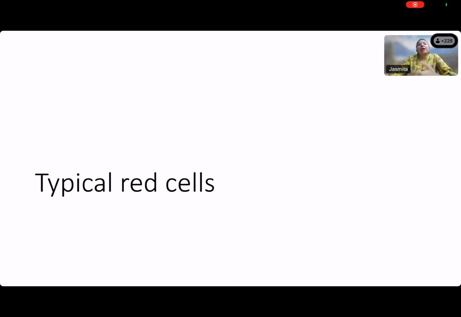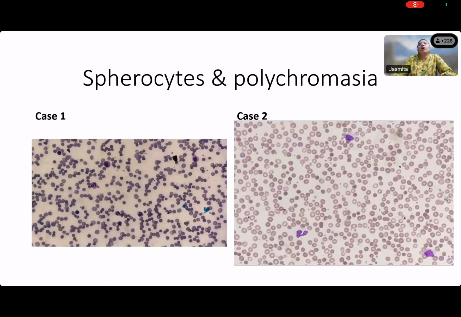Now, besides the usual normo, macro, and micro, you also have typical features. For example, you've got polychromasia and spherocytes. So these are 2 cases, and you can distinctly see spherocytes. Can you identify spherocytes here? So let me mark them for you. So these are spherocytes. These particular spherocytes are cells which now don't have a central pallor because they are no longer biconcave, but they've become spheroidal.